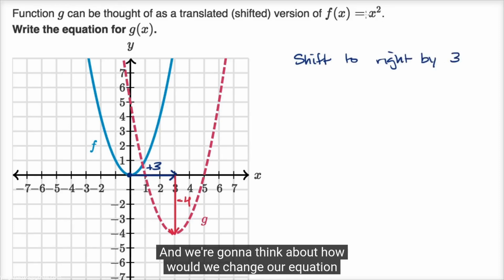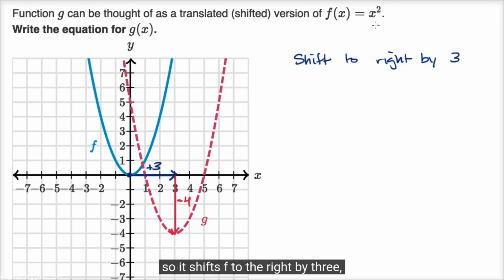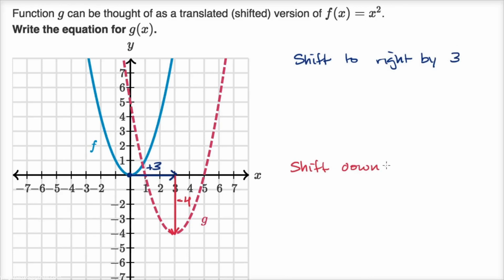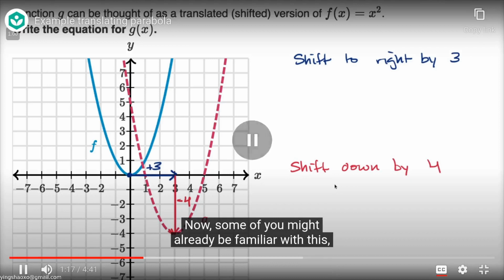And we're going to think about how would we change our equation so it shifts f to the right by 3. And then we're going to shift down by 4. Shift down by 4.